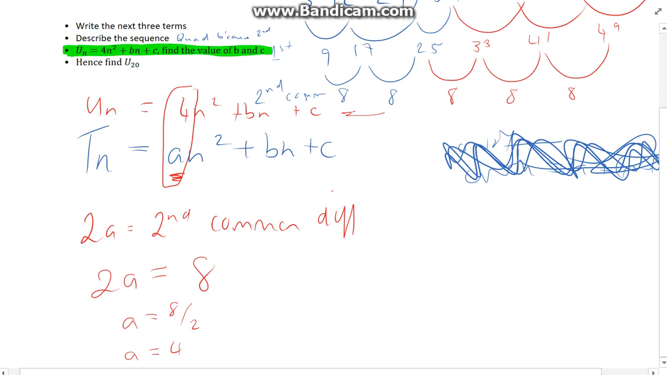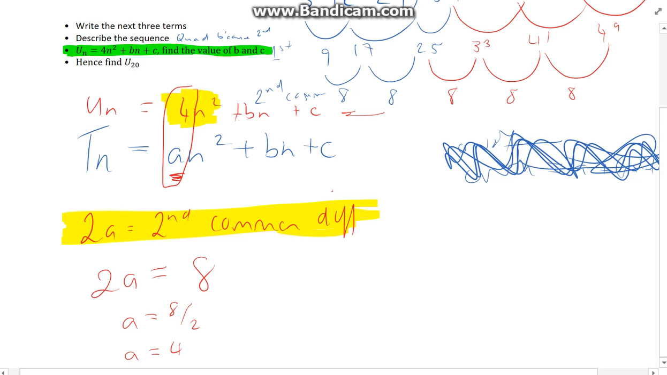And they had it filled in for us already. But just in case they don't, and you do have to calculate it yourself, don't forget that 2a is equal to your second common difference, and you can calculate a. So generally they'll have a calculated first, but we have to find b and c.